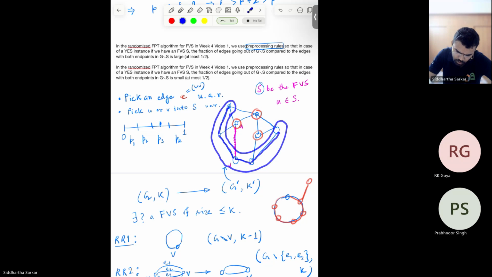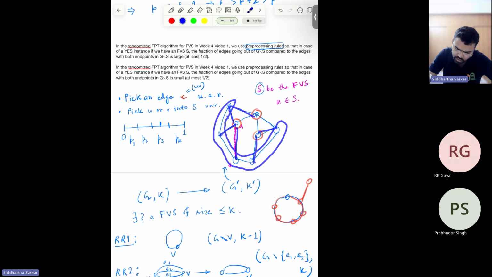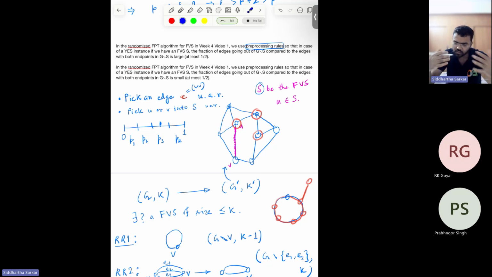Now how many are going out of G minus S? So 1, 2, 3, 4, 5, 6, 7. There are 7 edges going out of G minus S, and 4 edges among the vertices of G minus S. So that's what they're saying: the fraction of edges going out of G minus S is more. That is what the statement is.